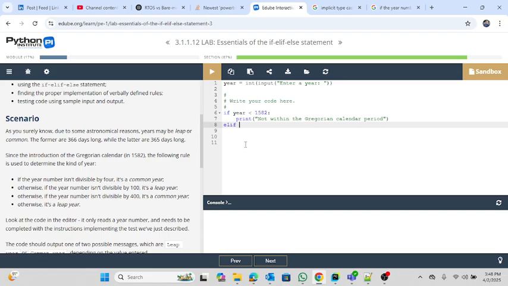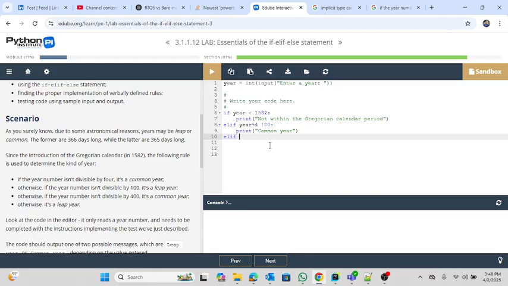If the year is not divisible by 4, then it's a common year. So year percentage 4 not equal to 0, then print common year. Right. Then elif. Elif means the above condition has failed. That means what? The year is divisible by 4.